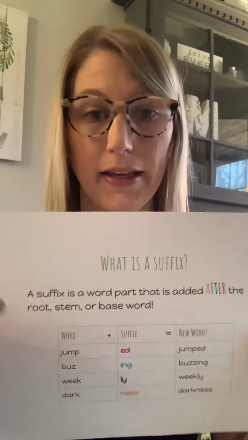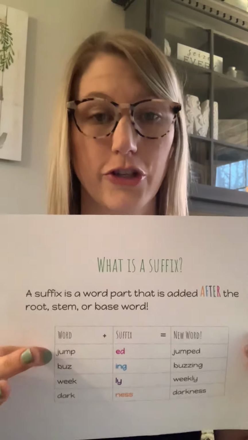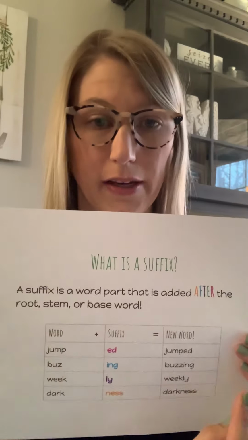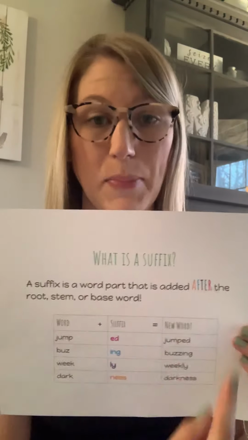And the example I give on this slide is the word jump. When we add an ed, it becomes jumped, which means it happened in the past tense. So it is important for us to know what the root word means in order for it to make sense in a story. Sometimes we get to words that we don't know in a story. And the best way to try to figure it out is to see if there's a root word that you do know and then look at the suffix.